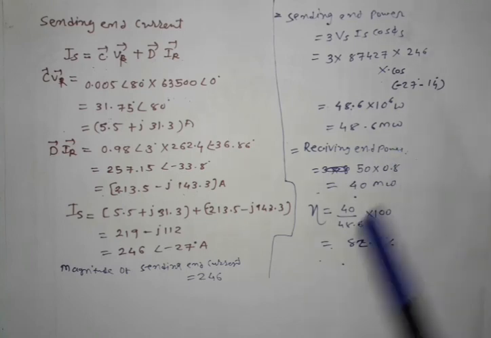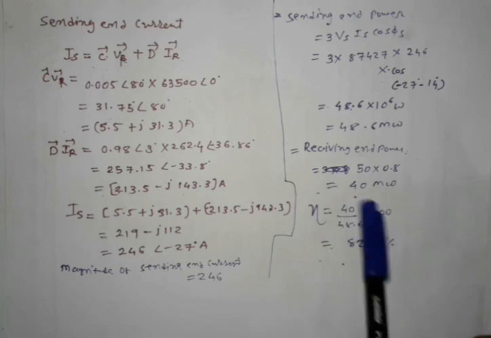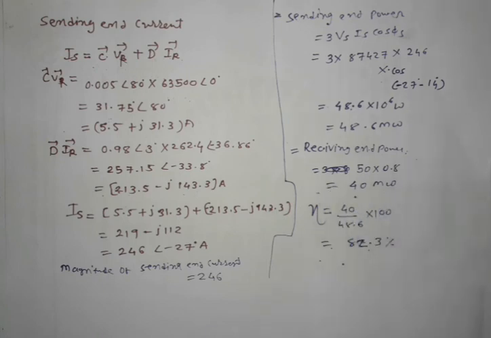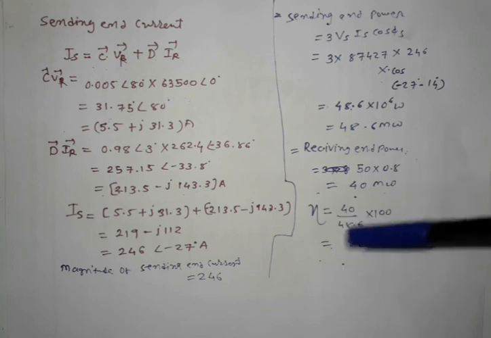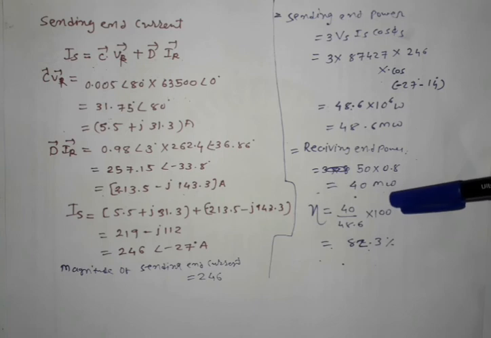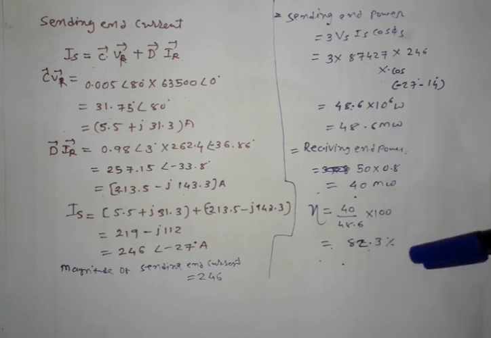Now the receiving end power. The value of receiving end power given in data is 50. Multiplying with the power factor, we get the megawatt value for receiving end power, which is 40 megawatt. Now find the efficiency, which is the receiving end power upon sending end power. So receiving end power 40 megawatt divided by 48.6 megawatt sending end power, and we get 82.3% efficiency. In the next lecture we will discuss the power flow equation of the transmission line. Thank you.